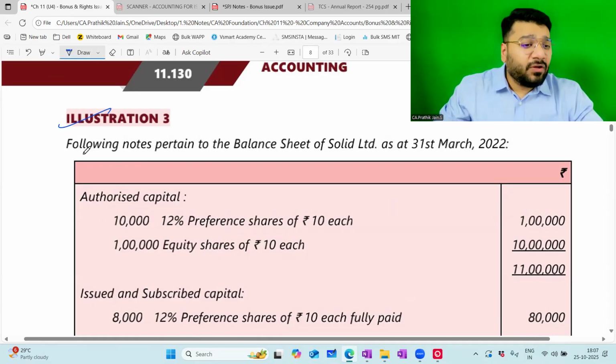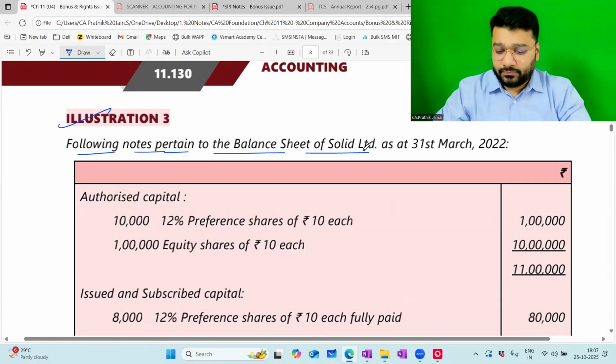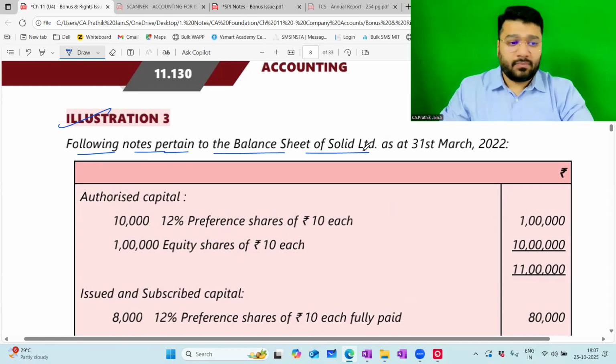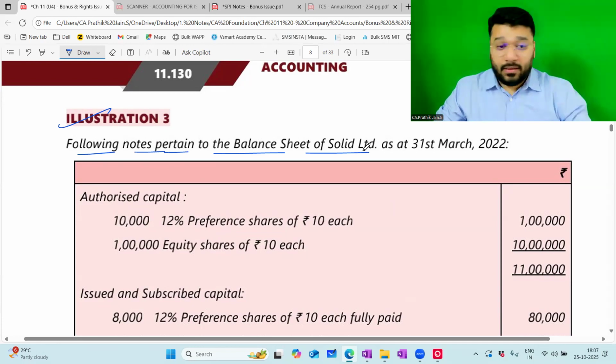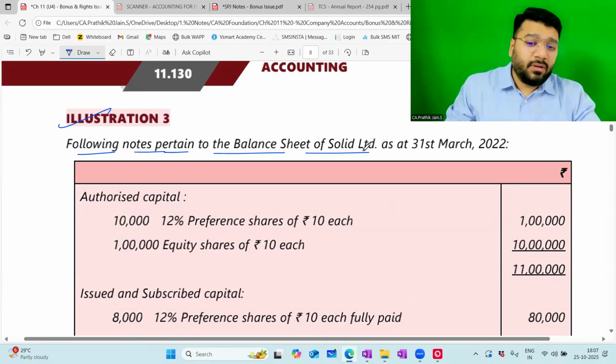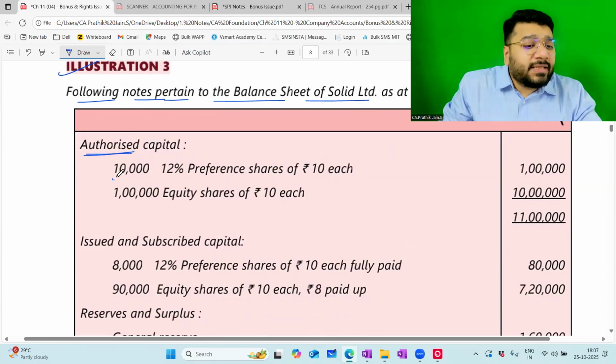Illustration 3. Following notes pertain to balance sheet of Solid Limited as at 31st March 22. What have they given, sir? Authorized capital they have given. In that, what is the information? There are 10,000 numbers of 12% preference shares of 10 each.